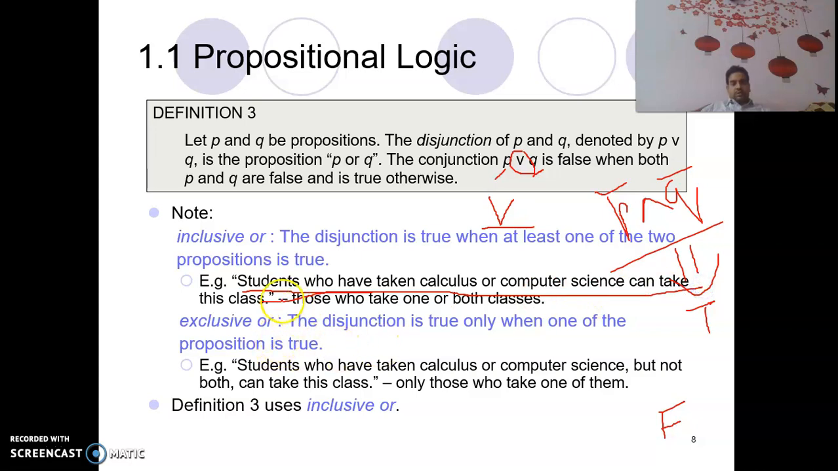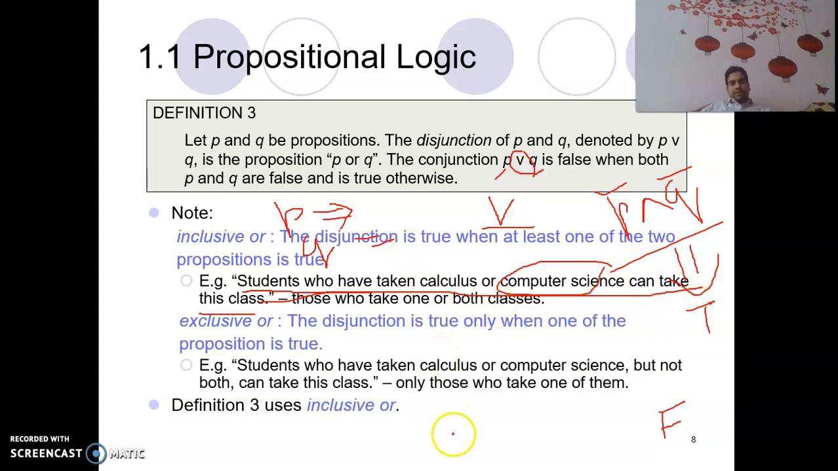It is written here: Students who have taken calculus or computer science can take this class. So what does it mean? P will be a proposition: students who have taken calculus can take this class, and Q will be a proposition: students who have taken computer science can take this class. So P means students who have taken calculus can take the class, and Q means the students who have taken computer science can take the class.